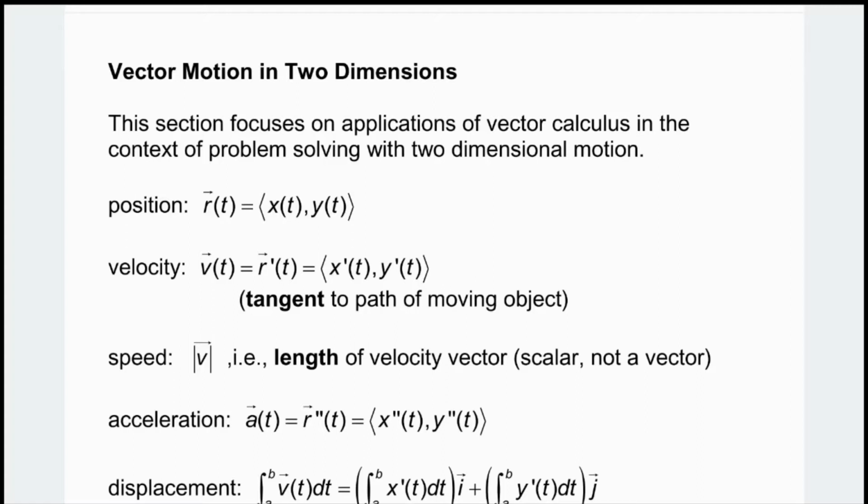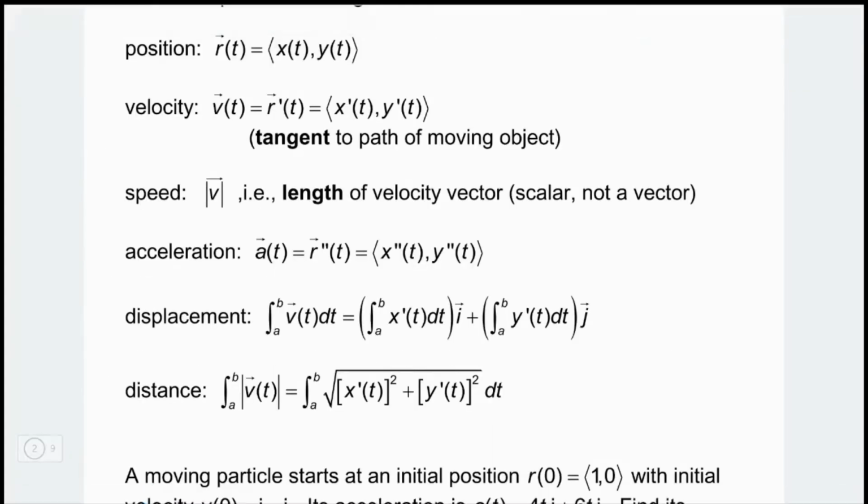So for our velocity, when we take the derivative of the position, we're going to have a velocity in the horizontal direction and a velocity in the vertical direction. And same thing with acceleration: an acceleration in the horizontal direction and an acceleration in the vertical direction. When we find displacement, we're still going to be integrating velocity just like before. It's just that now our displacement will be in 2 directions. And when we find distance, it's still just integrating the absolute value of the velocity function.